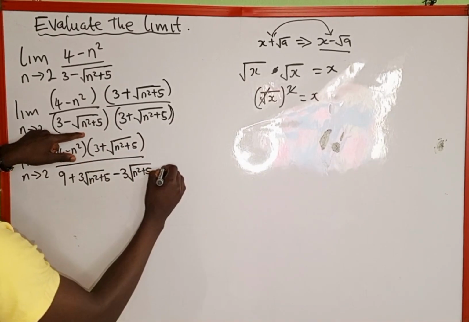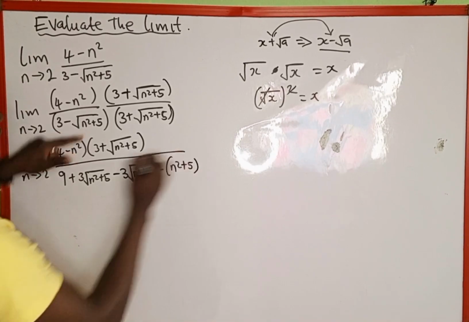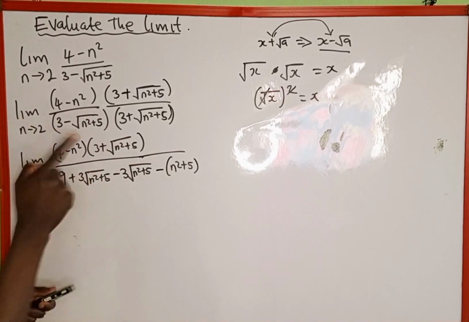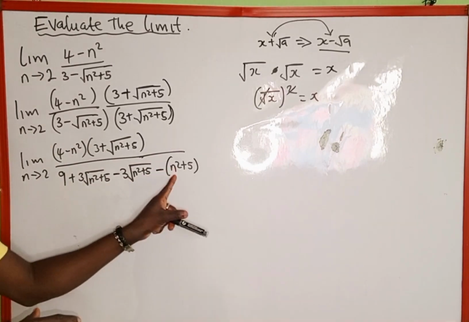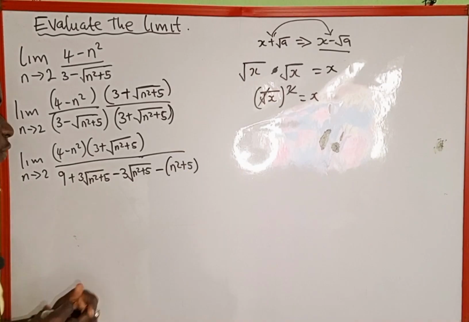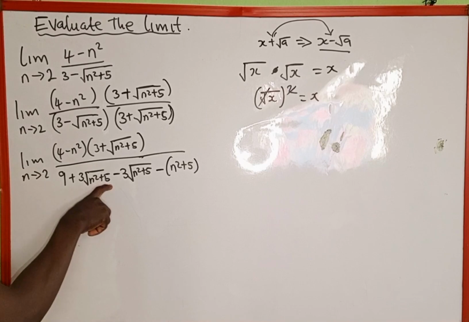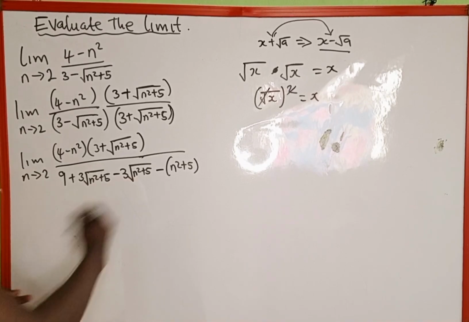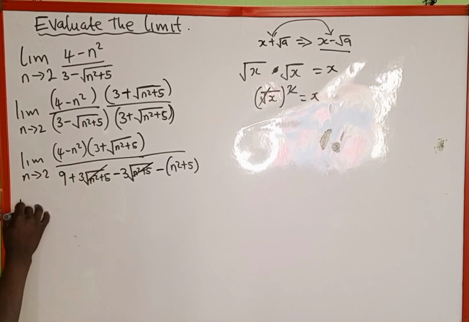We are going to be left with negative into the bracket of n squared plus 5. Here, mind you, you are going to put bracket, because if you do not put bracket, you are going to mess up the whole thing. The negative will only affect n squared, it will not affect positive 5. So now we have positive 3 root n squared plus 5, then negative 3 root n squared plus 5. So this positive and negative is going to cancel. We are going to be left with what?